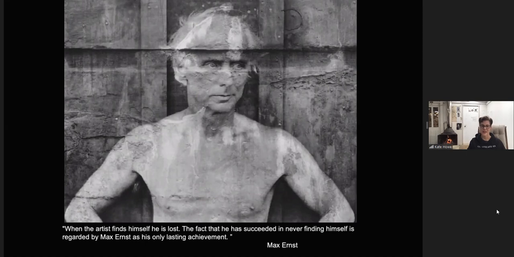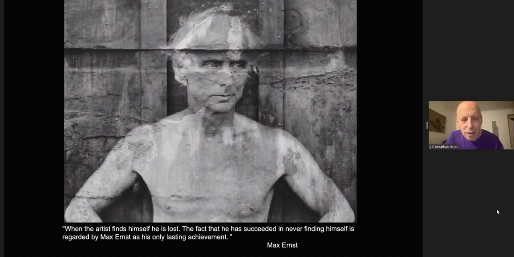When the artist finds himself, he is lost. The fact that he has succeeded in never finding himself is regarded by Max Ernst as his only lasting achievement. Max Ernst. There is Max Ernst. So it's a sort of enactment of the decenteredness, really, the impossibility of fully finding oneself or being in a symmetrical relationship to yourself, where one's reflection is somehow one's image.